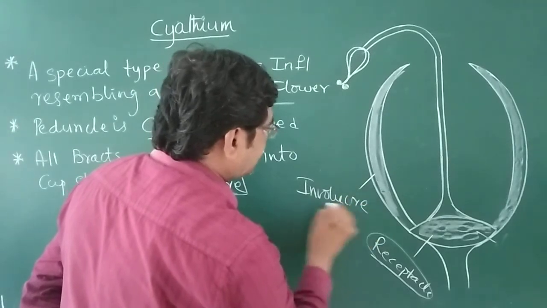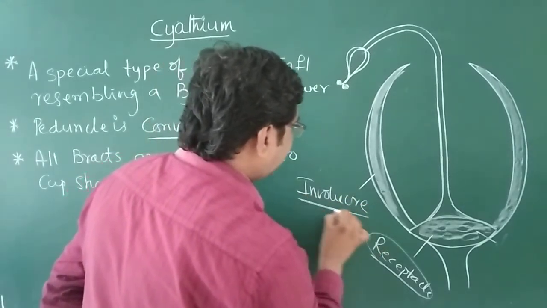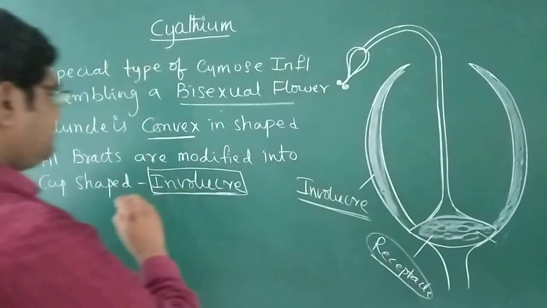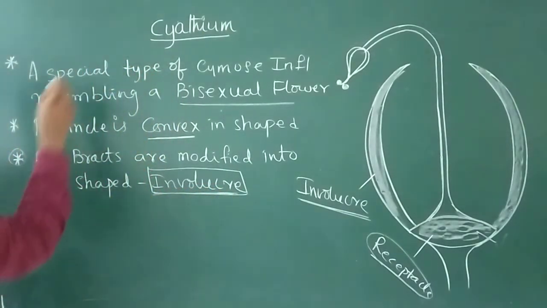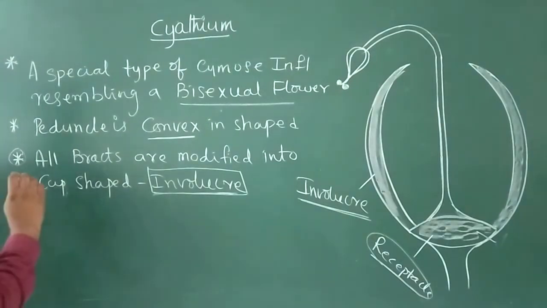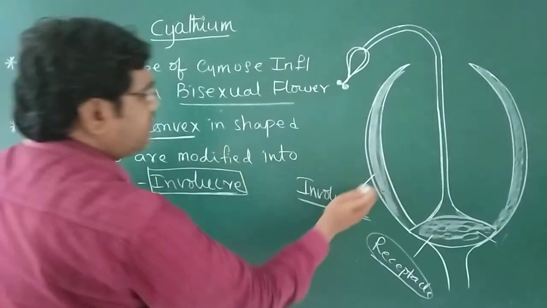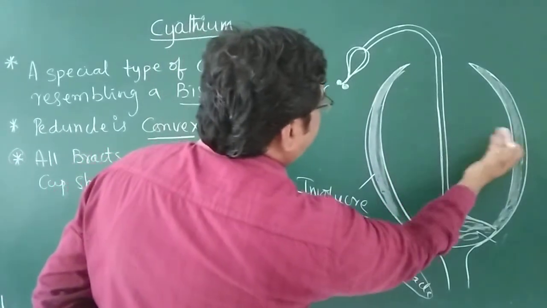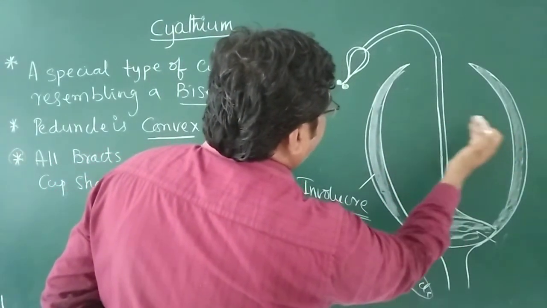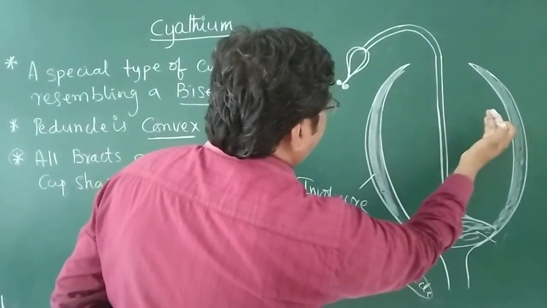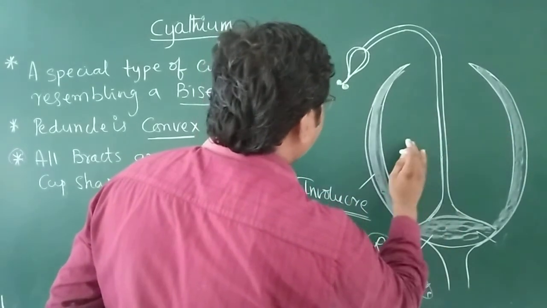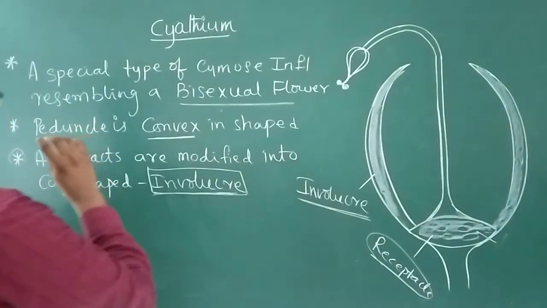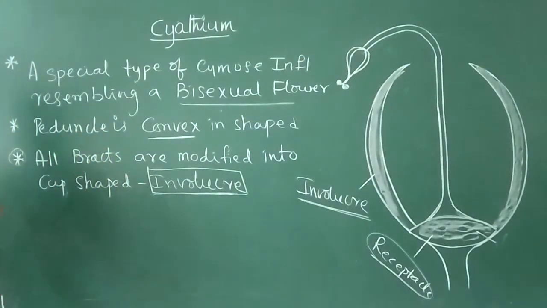The involucre is a cup shaped bract. Okay? So this is the most important character of cyathium. Inside the cup shaped involucre bract, many male and female flowers are arranged in a cymose manner.